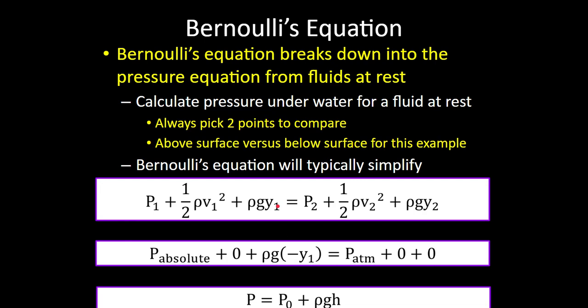rho g y1 is us underwater, so we're going to make it a negative y1, and then we're going to make the surface 0. That's where we get the positive h. When we solve for absolute pressure, we add this negative gravitational fluid energy to the other side, and we get a positive for the depth. That is the only reason. It's just the way we set up Bernoulli's equation. But Bernoulli's equation breaks down to fluids at rest, so it works for everything.